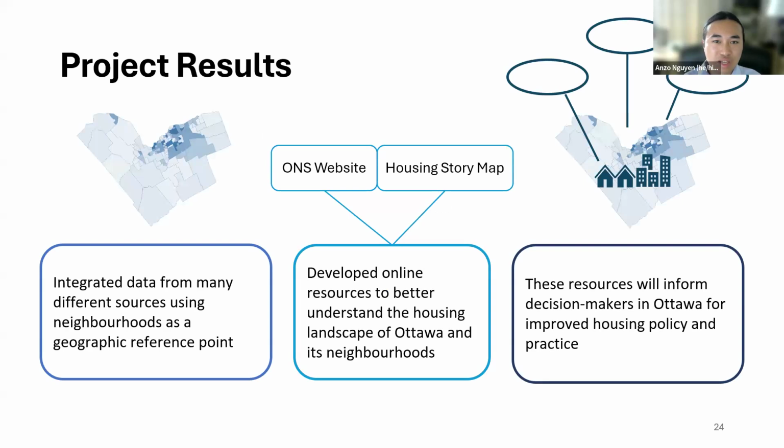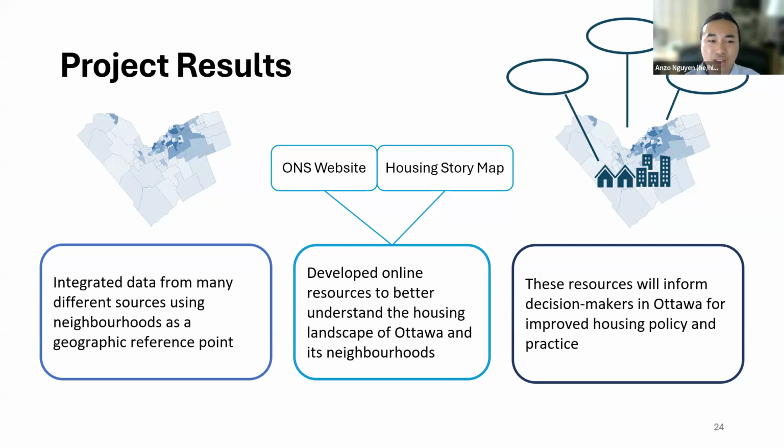And so to sum things up, we resulted in this story map that integrated data from many different sources using neighborhoods as a geographic reference point. From that, we now have these online resources to better understand the housing landscape of Ottawa and its neighborhoods, not just the story map, but also most of the neighborhood level housing data that we collected, which we made available on the ONS website, neighborhoodstudy.ca, so that anyone can take a look at it. And we hope that these resources will inform decision makers in Ottawa to improve housing policy and practice.